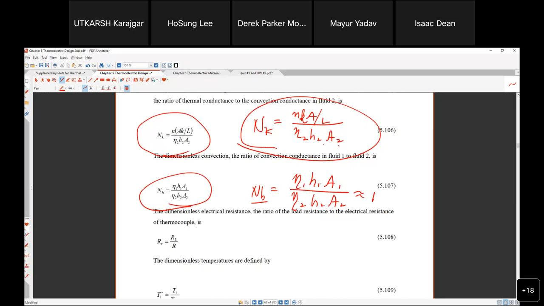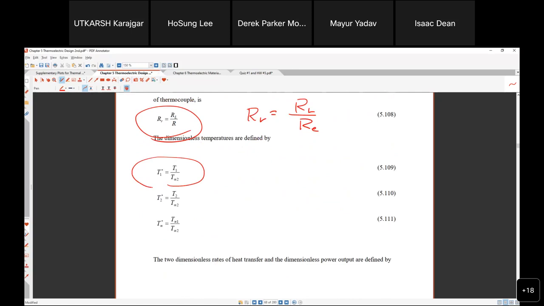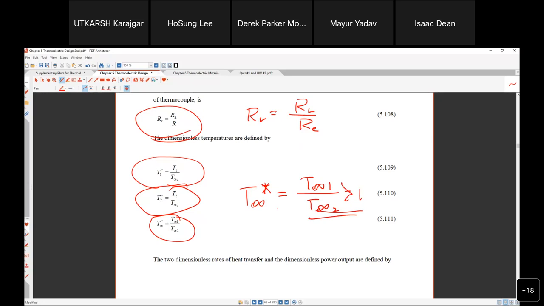I studied the effect of this, but not really optimized. And then the resistance ratio, R_L over R_E. And then T1, temperature, everything depends. T infinity star is dimensionless, T infinity 1 over T infinity 2. This is usually greater than one, because in order to generate, it should be greater than one. If the temperatures are the same, there's no generation.